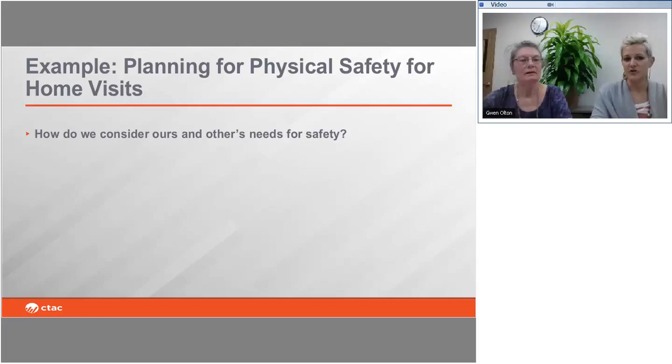So we wanted to just touch on an example of planning for physical safety, particularly if you're someone doing home visits, and I think some people in the chat had brought this up. One of our guests on the chat had mentioned this, so we're very interested to hear what you're doing already and what's important to you in that. If you are someone who has done in the past or currently does home visits, what are some of the ways that you provide for your own physical safety, or what are some of the strategies that you've used or your organization uses that work well?